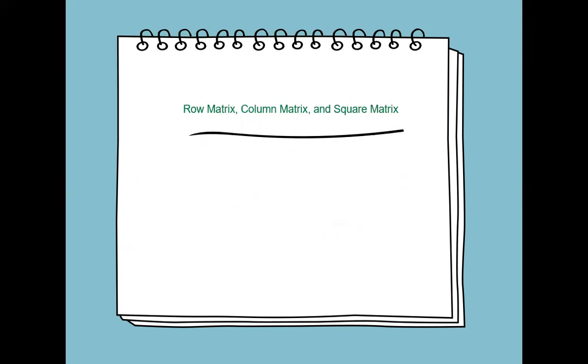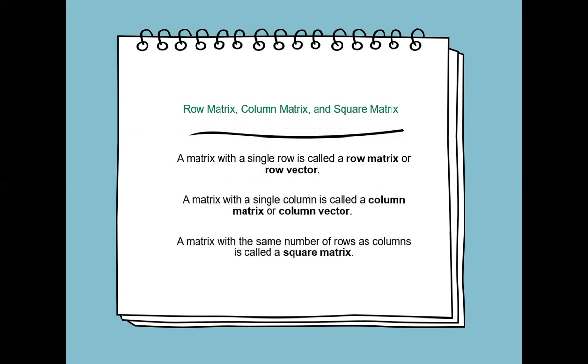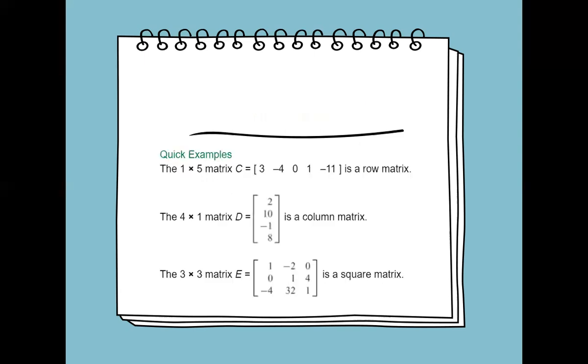Row matrix, column matrix, and square matrix. We have 3 types of matrices. A matrix with a single row is called a row matrix. And a matrix with a single column is called a column matrix. And a matrix with the same number of rows as columns is called a square matrix. I'll show you an example of each one.